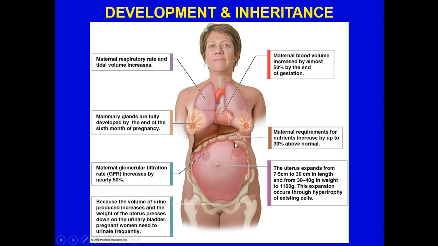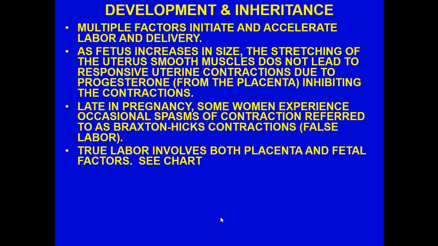So, let's move forward. Multiple factors are going to initiate and accelerate labor and delivery. As the fetus increases in size, the stretching of the uterus smooth muscles does not lead to responsive uterine contractions. This is due to the progesterone. Now, the progesterone is going to sort of inhibit the contractions. Progesterone is made from the placenta. It's going to sort of blunt it down.